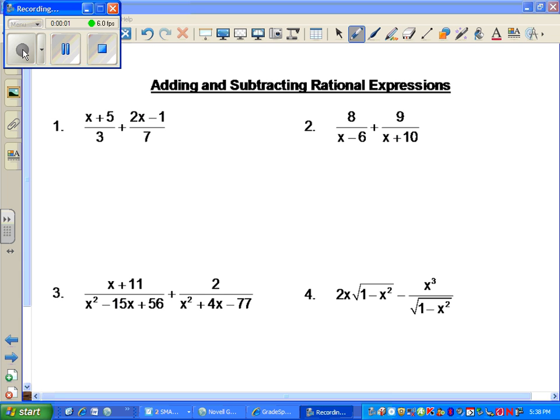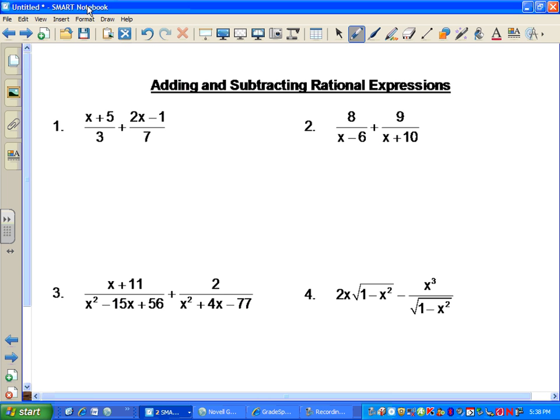This lesson is on adding and subtracting rationals. Some of this will be very easy. You're welcome to fast forward through. On the first fraction, we of course need to get common denominators.